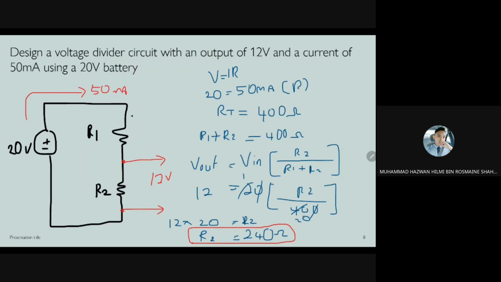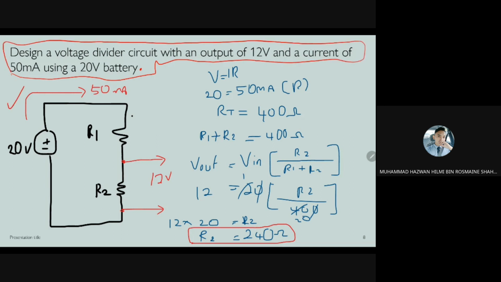This is an example. In the teaching, the question also came out in the final exam. Design a voltage divider circuit with an output of 12 volt and a current of 50 milliampere using a 20 volt battery. Actually, the circuit is not given to you. It's only a statement until here. So you only have this statement. So you have to come up with the circuit drawing and all the calculation.